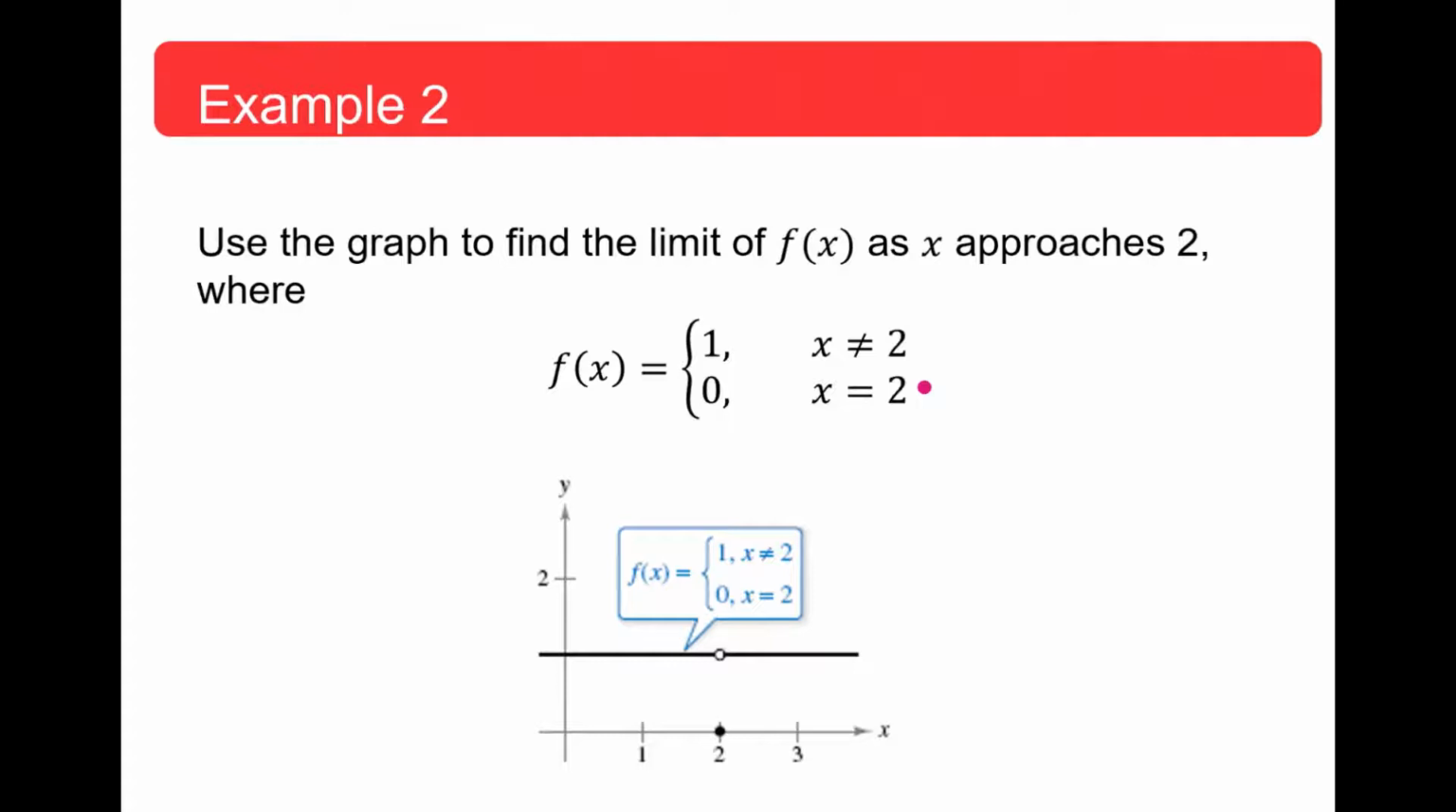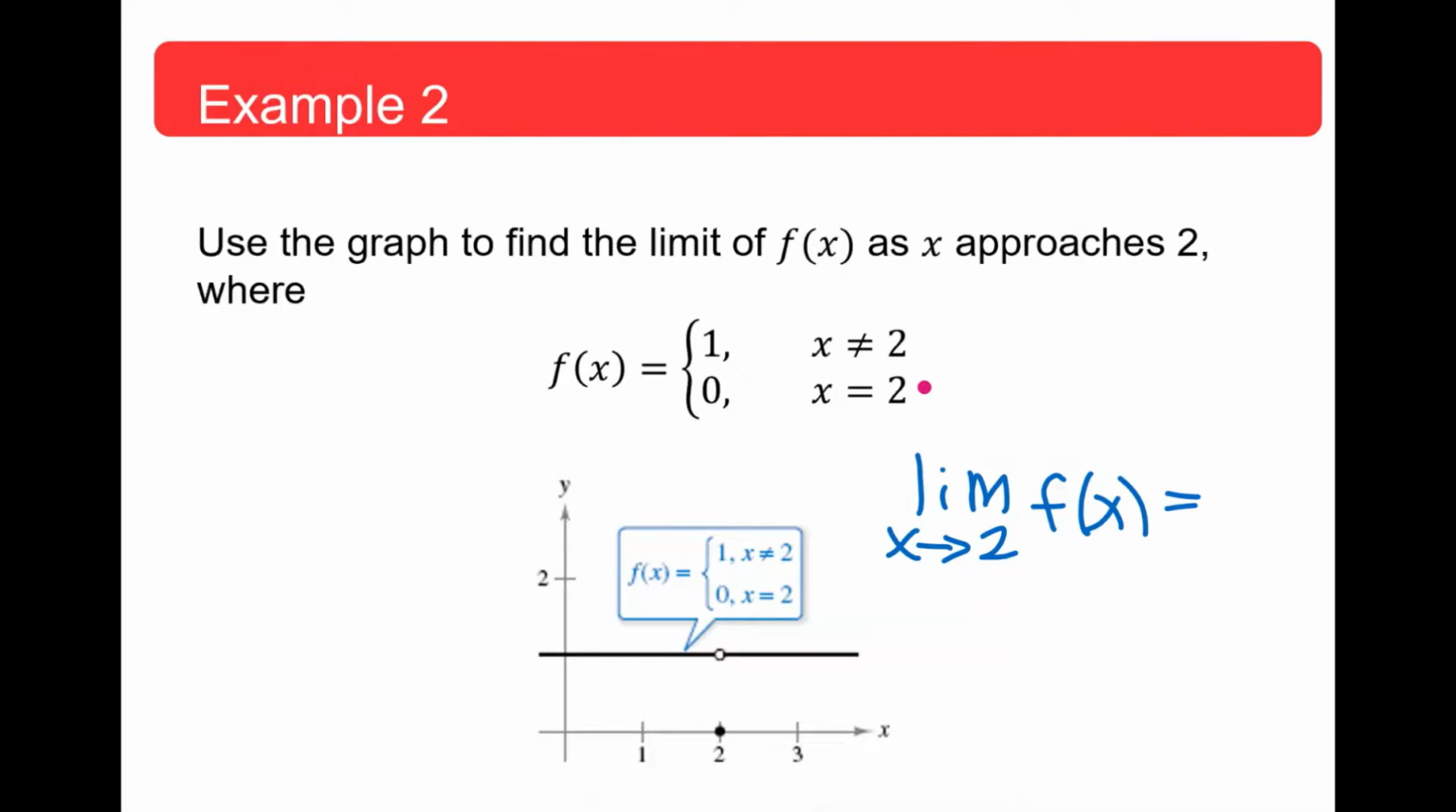We want to compute the limit as x approaches 2. Remember that when we are computing limits, we don't care what's happening at the actual value. So because this is the limit as x approaches 2, we don't care about what is happening at 2. We care about what is happening around 2. So we care about what's happening to the left of 2 and to the right of 2.